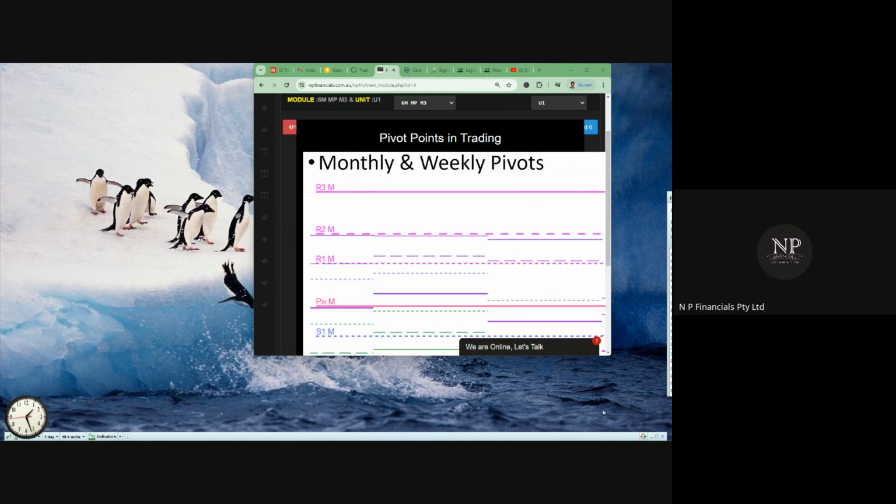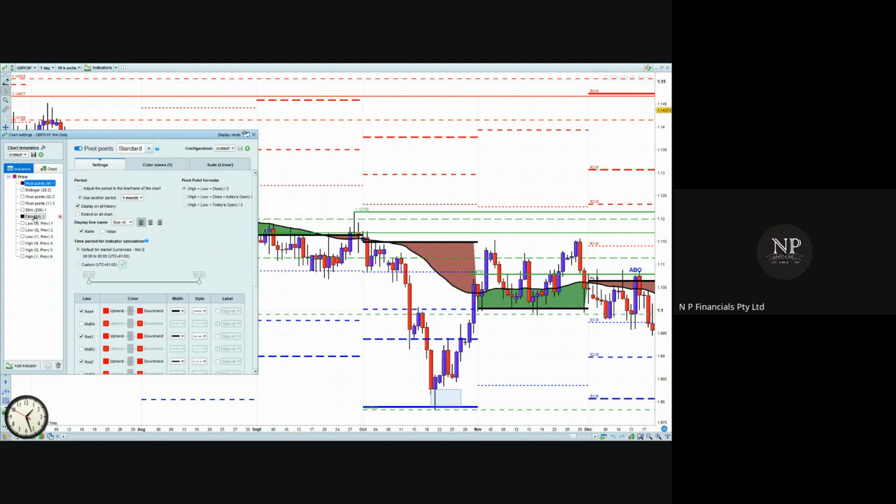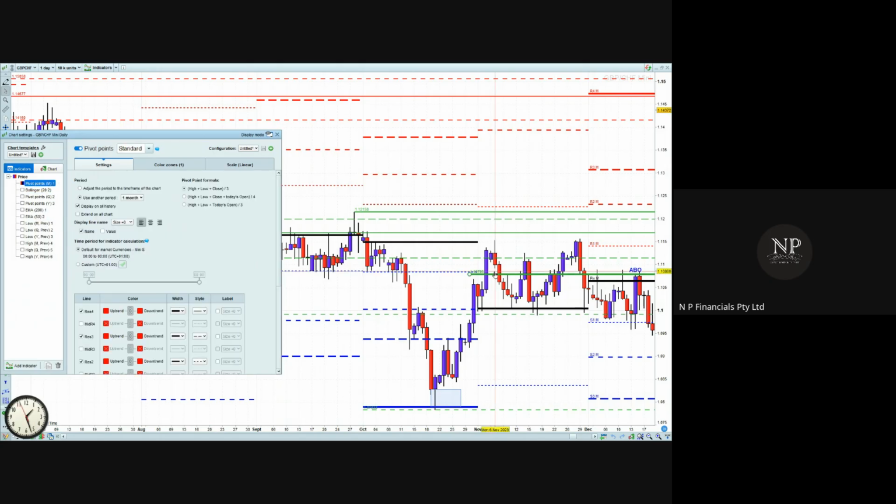I think that is already here, so I don't have to do that. Yeah, that is already there. All right. So let's take this moving average out for the moment. Now we have the monthly pivot, we have R1, R2, R3, and then we have the quarterly, yearly, but I'm not showing you that. I'm just showing you the weekly pivot.